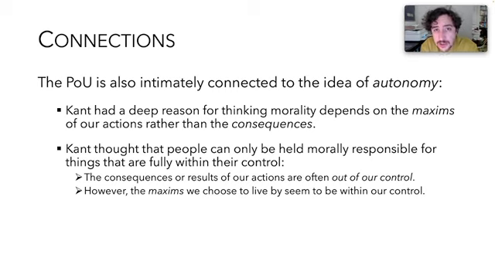Now, we might aim for something really good. We might adopt a very good maxim to live by, but due to factors that are completely out of our control, it might result in very bad consequences. Kant thought, well, we can hold you responsible for that principle you are living by, since you got to choose that, but we can't hold you responsible for those results, since those are largely out of your control.